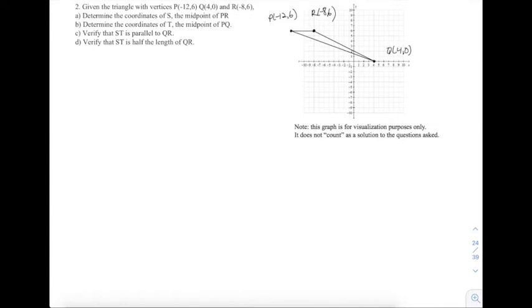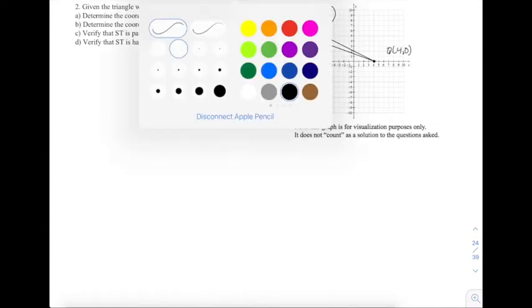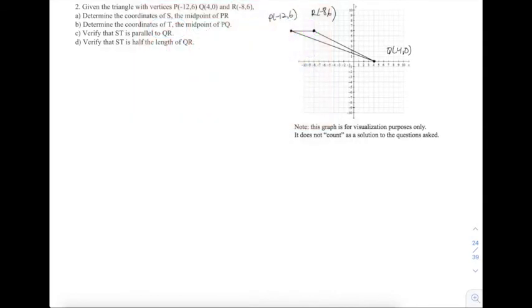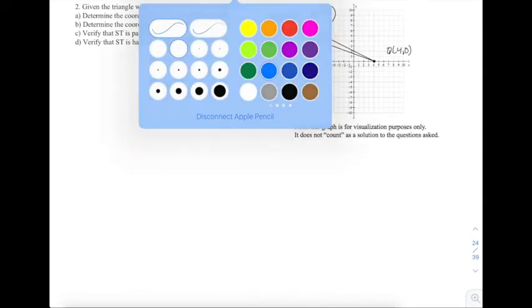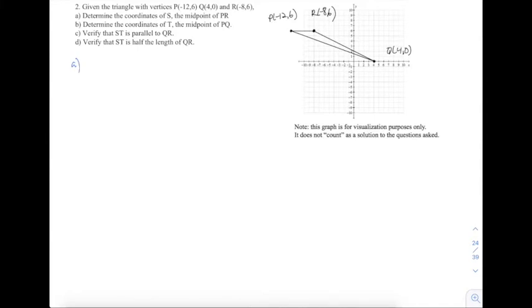A and B are real easy. Determine the coordinates of S, the midpoint of PR. So if we have P as negative 12, 6 and R as negative 8, 6, we're going to take the midpoint of these two points, negative 10, 6. So the midpoint is this guy, negative 10, 6.